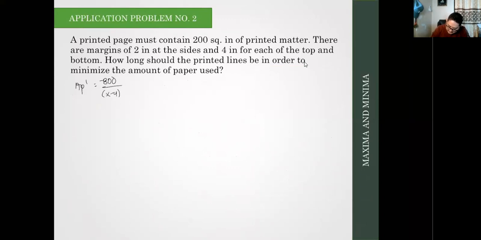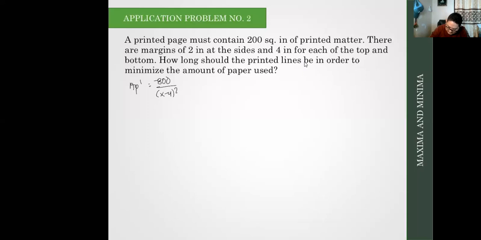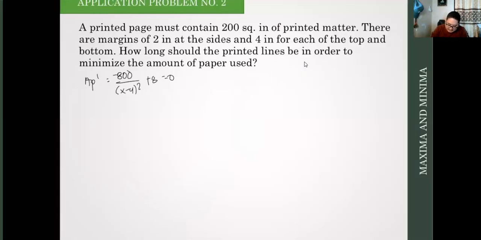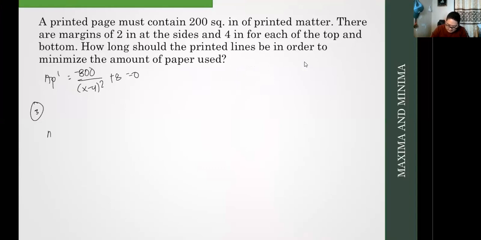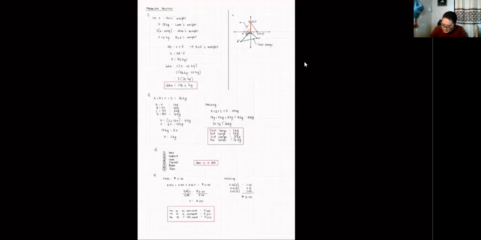Negative 800 over x minus 4 squared plus 8 is equals to 0. Okay? Kunin daw natin yung second derivative niyan. So again, derivative ng quotient is just yung formula natin. Okay? Na u over v, v du minus u dv over v squared. Okay? So dito, ang u natin ngayon is yung negative 800. Ang v natin is ito. Okay? So v du, so du natin is constant, so 0 to, minus negative 800.